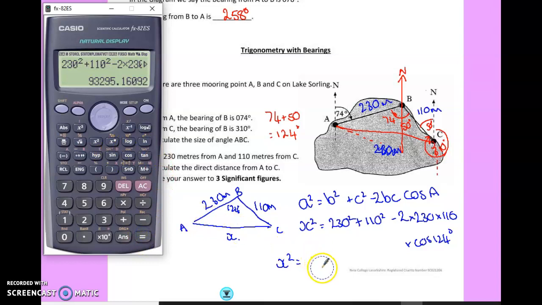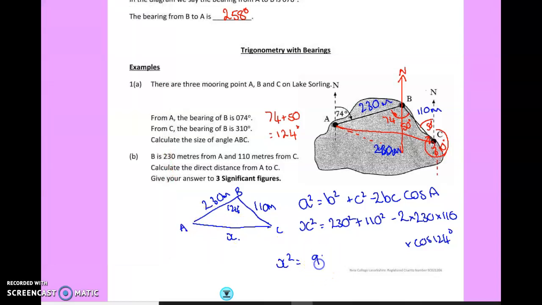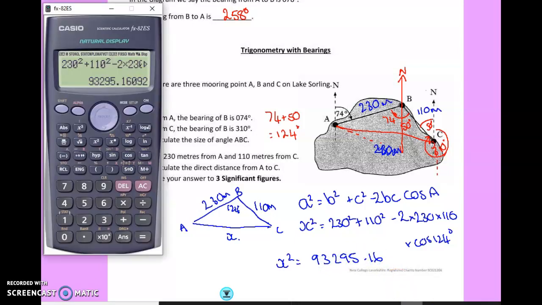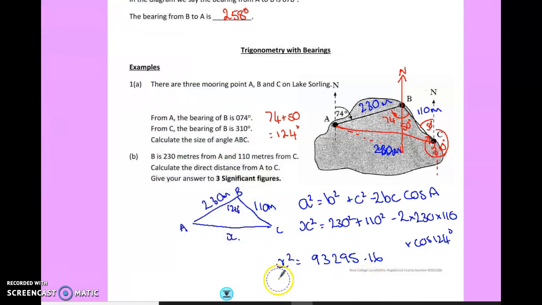That's 93,295.16. Is that right? 93,295.16, yep, that gives me x squared. So to find x, I need to take the square root.